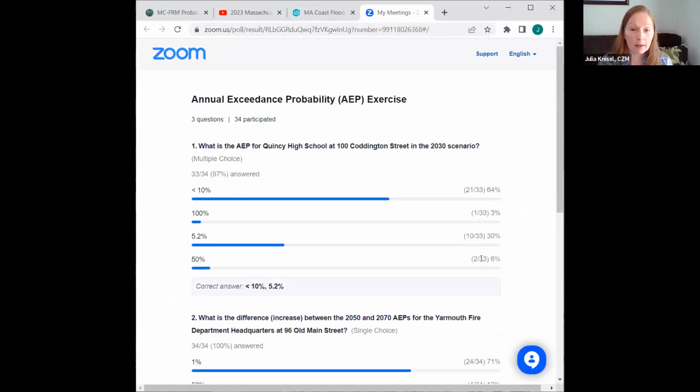So for question number 1, we wanted to reinforce what Kirk said about the symbology on the map providing a more coarse depiction of the AEP, and the fact that you can click on your asset and actually get the value for that location. So in this case, the correct answer was both less than 10% as well as 5.2%. So thank you for working your way through that question.